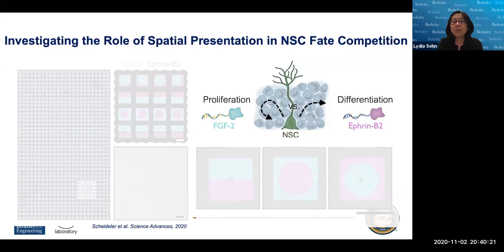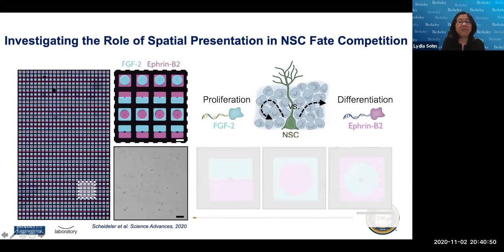And the two competing cues that we chose is FGF2, which promotes proliferation, and Ephrin B2, which promotes differentiation. And we really want to know what happens when this neural stem cell sees both. What will it choose? Will it choose one over the other, or will it just, as a joke, remain confused? So what I show you next really highlights the power of high throughput DNA-directed patterning.